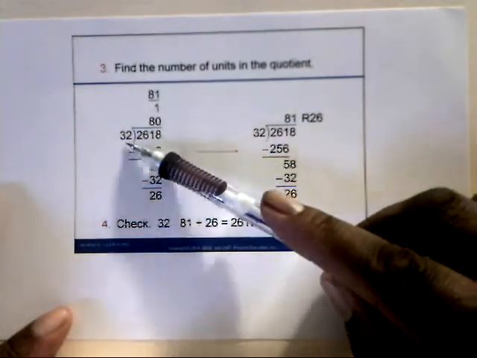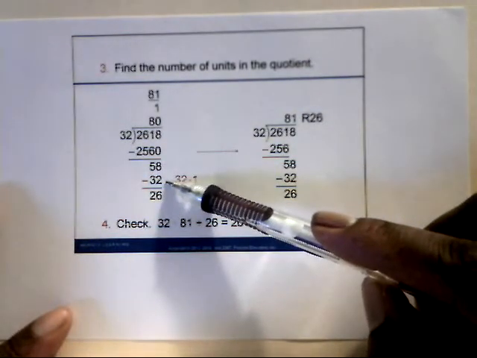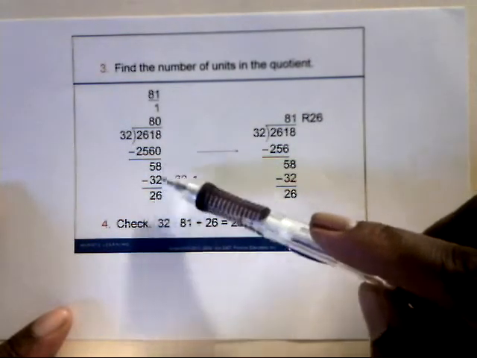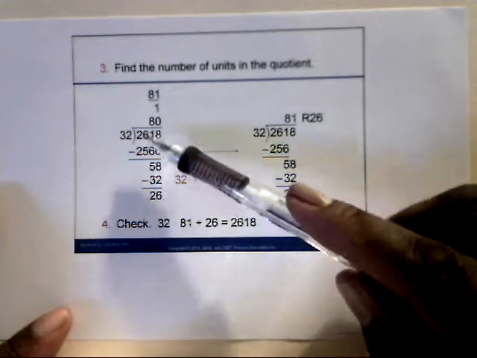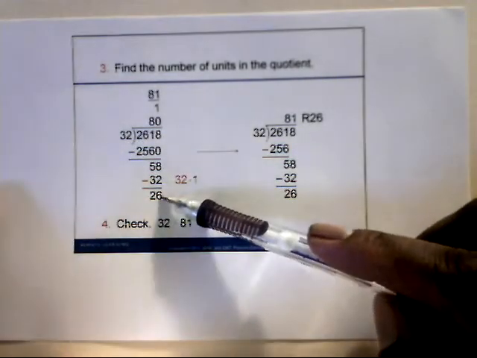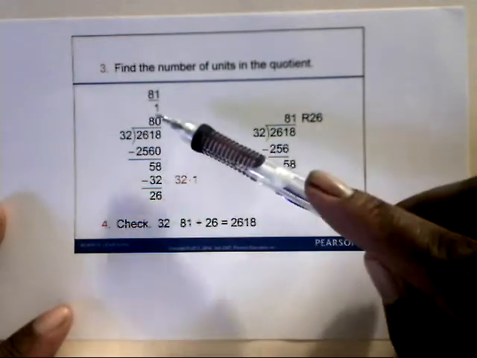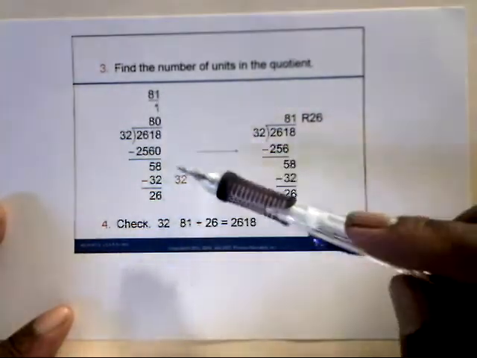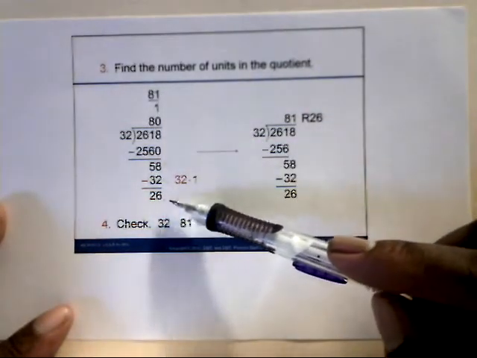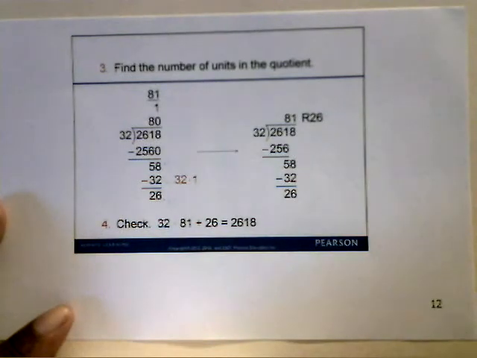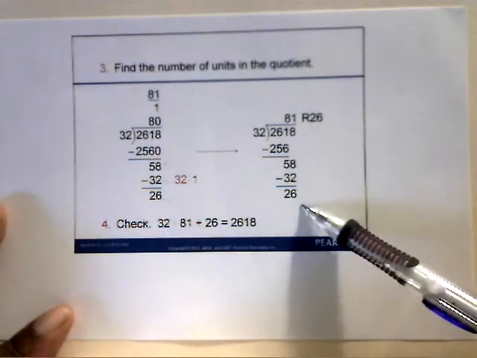So multiply the 1 times that 32, you'll get 32. Subtract 32 from the 58, you'll get 26. And can 32 go into 26? Obviously not. So here, 80 plus 1 will give you 81, and you will have a remainder of 26. And that's a short way of doing that.